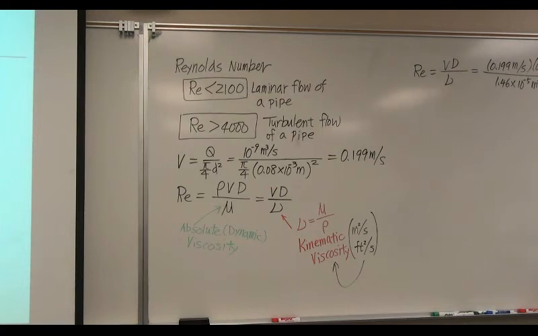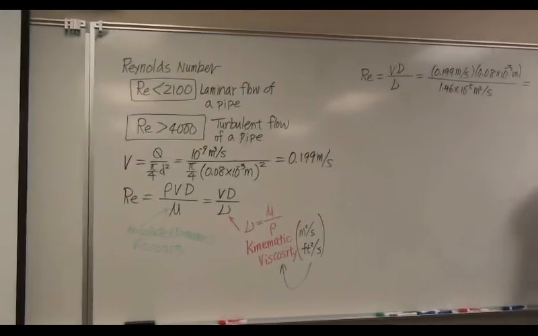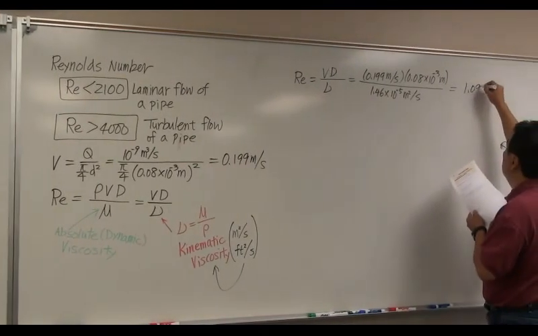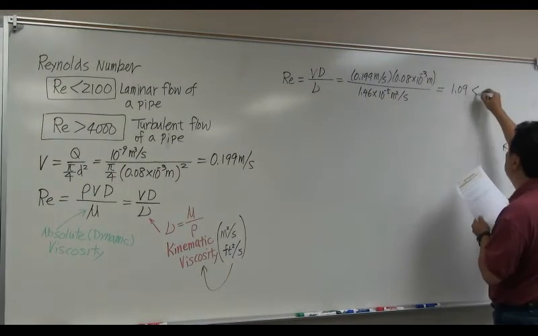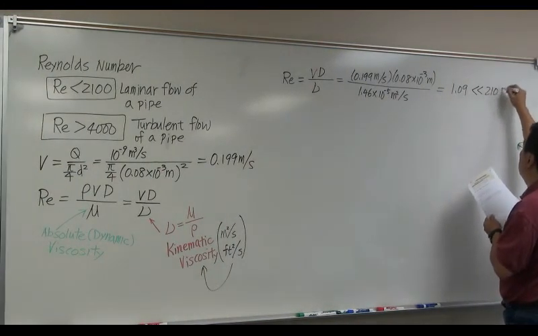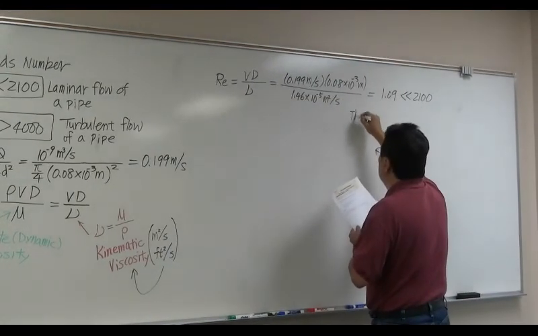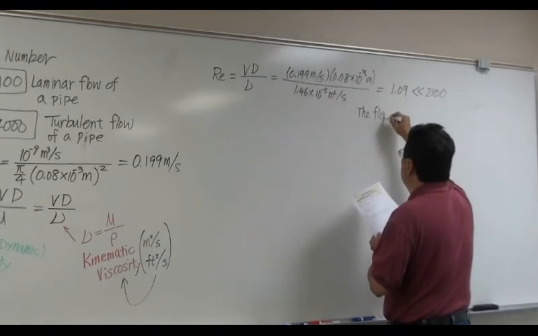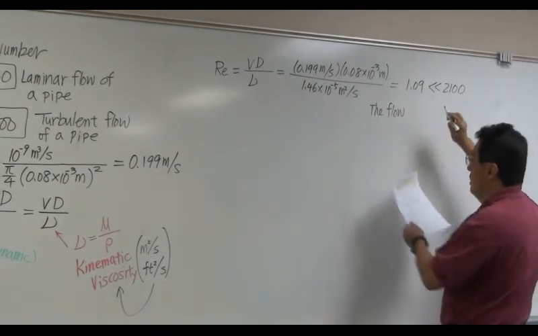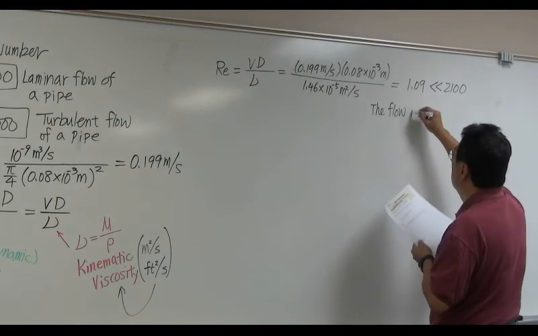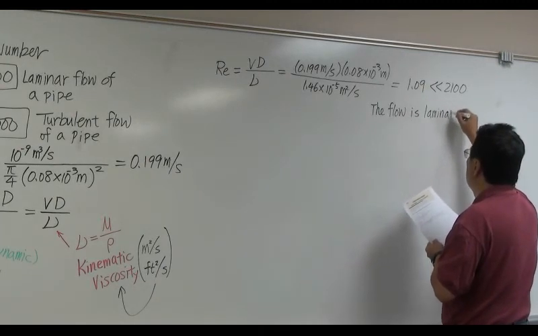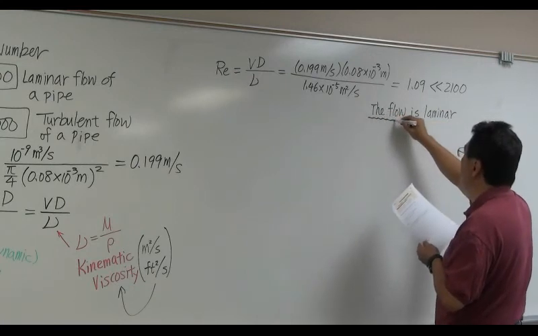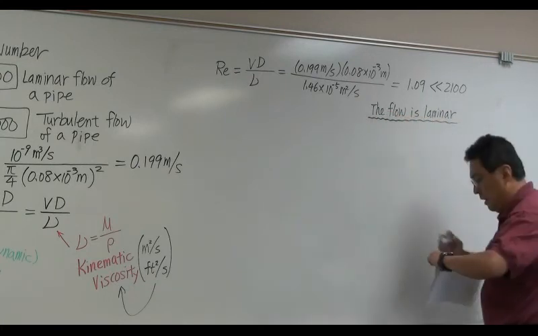Okay? So if you pick up your calculator, put those numbers in, this is going to get you 1.09. Oh, it's a really low value. This is a low Reynolds number flow. This is much, much lower than 2100. So the flow in a person's lung is laminar. Okay.